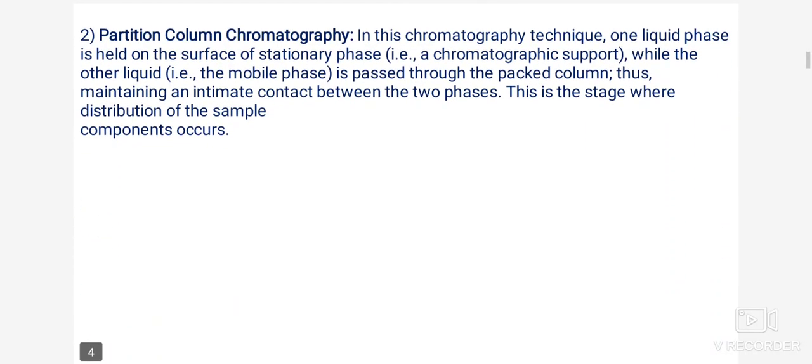partition column chromatography. In this chromatographic technique, one liquid phase is held on the surface of the stationary phase, that is a chromatographic support, while the other liquid, that is the mobile phase, is passed through the packed column, thus maintaining an intimate contact between the two phases. This is the stage where distribution of the sample components occurs.